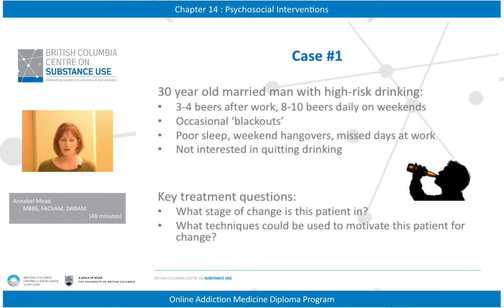So let's take a look at our first patient. He is a 30-year-old married man who is indulging in high-risk drinking. He reports that he has 3 to 4 beers after work on a regular basis and 8 to 10 beers on Friday nights and on weekends. He reports that occasionally he suffers from blackouts on the weekends. He has poor sleep, hangovers, and increasingly missed days at work.